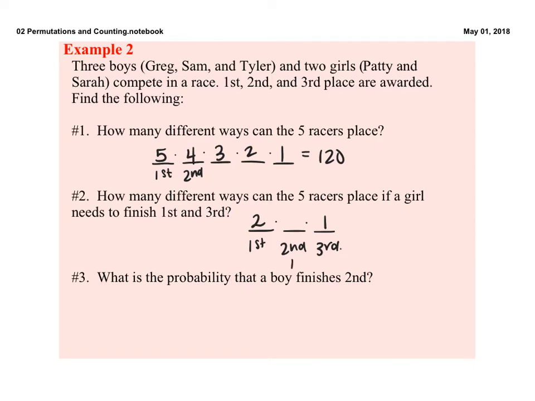Who am I going to pick for second place, though? Well, that's going to have to come from the boys because I used up all the girls already, and so there's 3 kids left over. And so there's 6 different outcomes where that could happen.